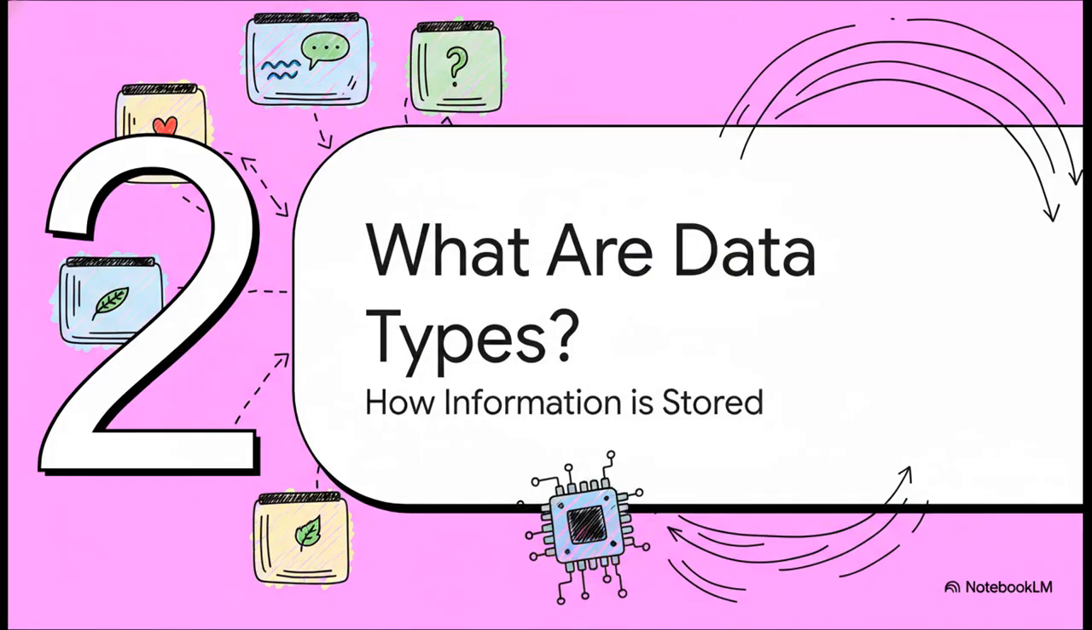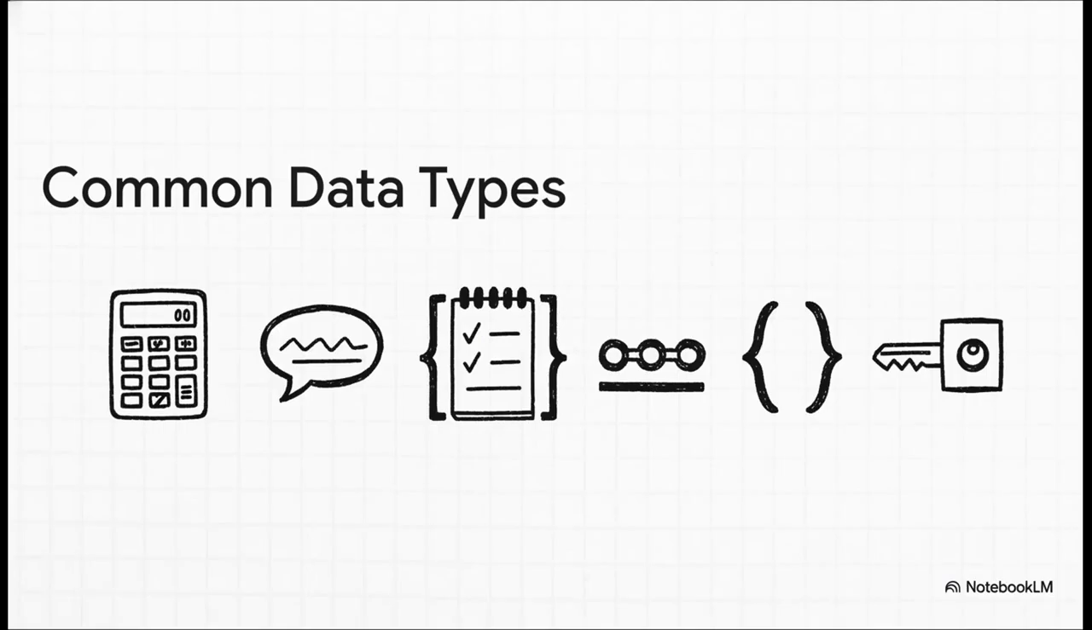Okay, so we've got these containers, our variables, but what kind of stuff can we actually put inside them? This brings us to our next big idea, data types. See, it's not just what you store, it's how the computer thinks about and categorizes that information. Now, Python has a bunch of these data types, but let's just focus on the most common ones you're going to see all the time. We've got numbers, we've got strings, which is just a fancy programmer word for text, and then we've got a few ways to store collections of things, like lists and tuples.